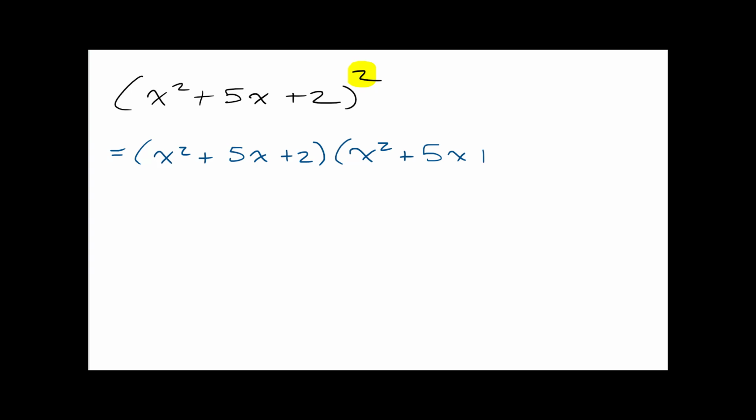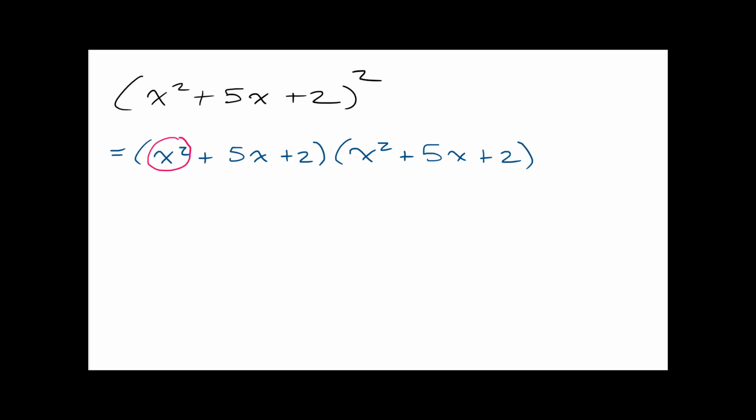x squared plus 5x plus 2 times itself. So we got to be careful. That's 3 terms times 3 terms. So we need to get out 9 terms. Okay. So to do that, let's start with the first term. Now, there are some shortcuts to these, but they get to the point where you may find memorizing and learning all these patterns is more time than just multiplying what's there.